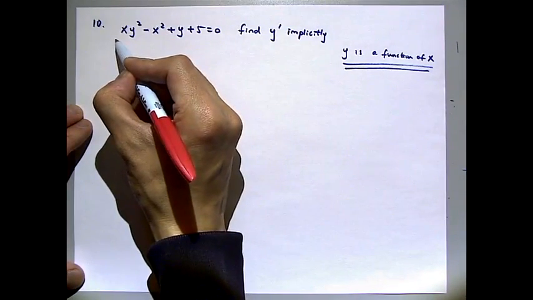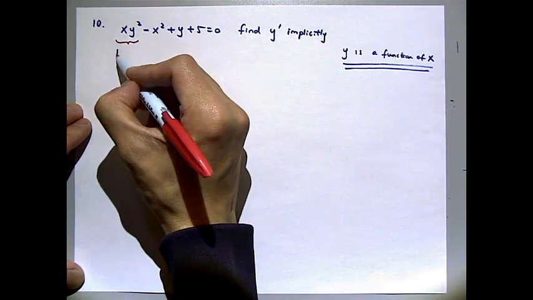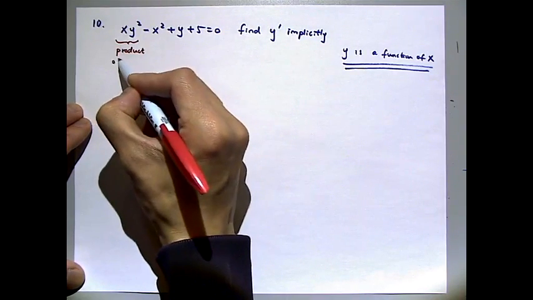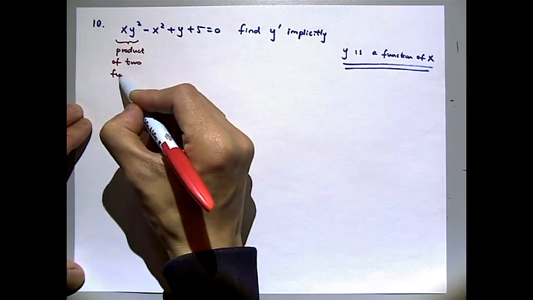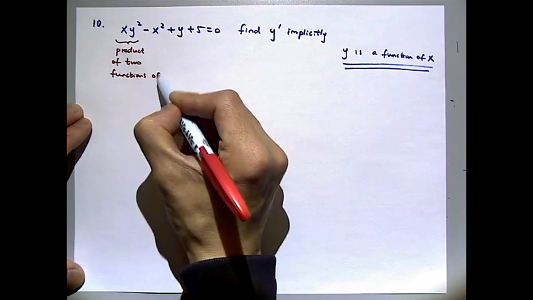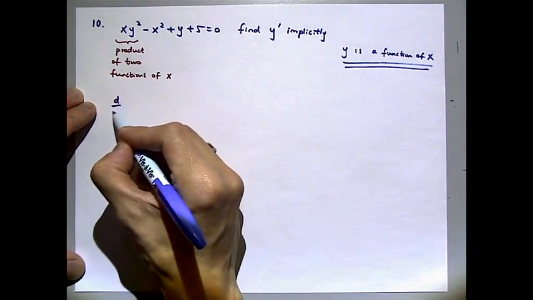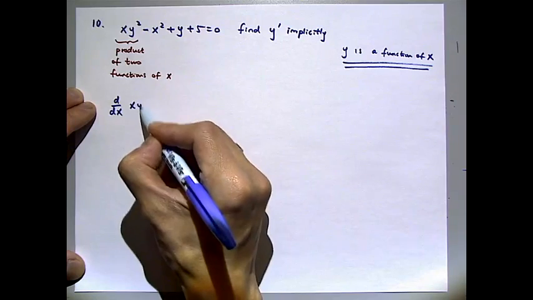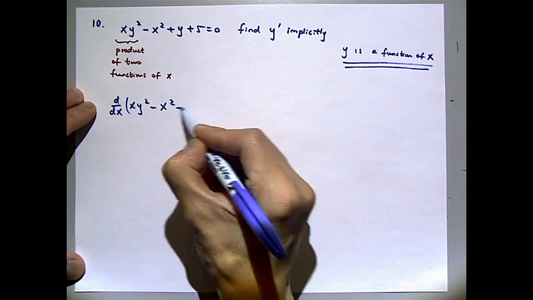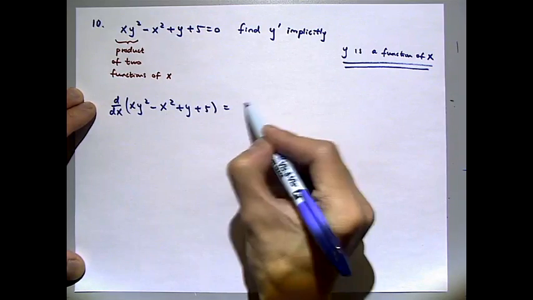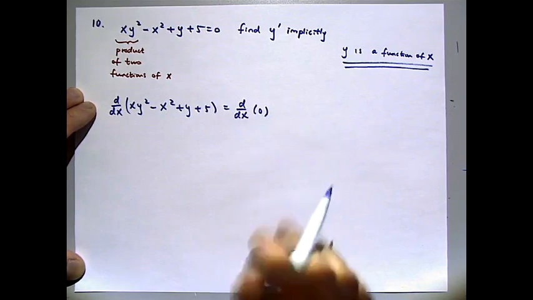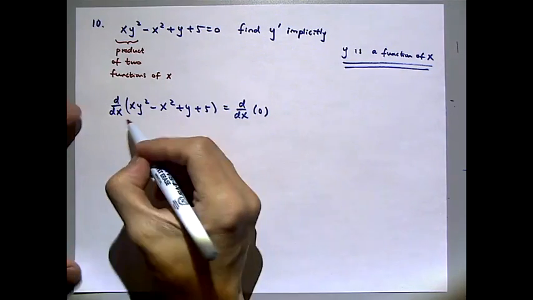And so therefore, when you take the derivative, this guy right here is a product of two functions of x. You have x, which of course depends on x, and you have y squared, which does depend on x. We don't know what it looks like, but we know it does. And therefore, when you take the derivative on both sides, the first part here needs a product rule.